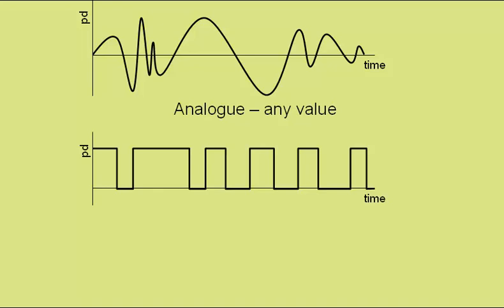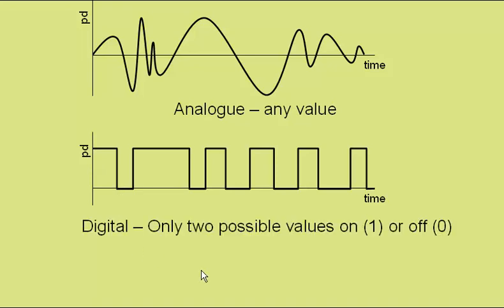This is a typical digital signal. Now only two values of potential difference are possible. This high value, often called on or 1, the low value, often called off or naught. So this is a digital signal.